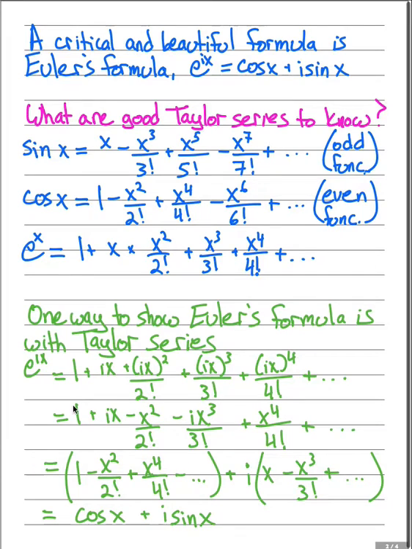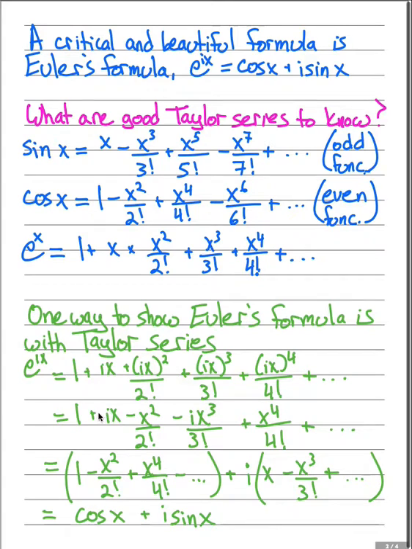And then we'll just do a little math here. 1 plus ix. When we square the i, it gives us a -1. When we cube this i, it gives us a -i. When we take this i to the 4th power, that gives us a +1, and so on.